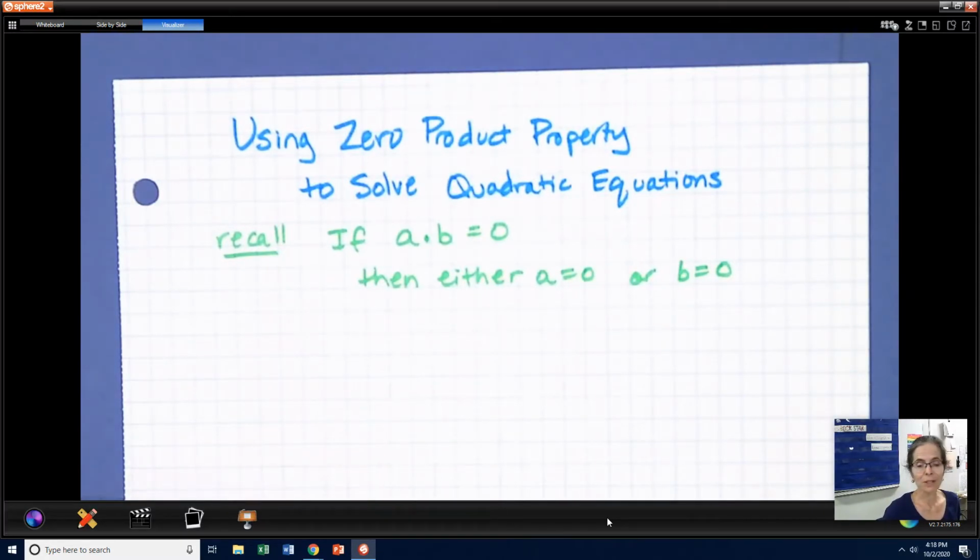Up till now, you guys have solved a lot of linear equations. Now we're going to be solving equations that have an x squared in them.